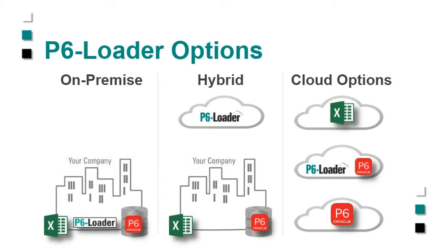So I have one client where they've got P6 running on the Oracle Cloud, the OCI Oracle Cloud Infrastructure. They've got Excel running in the Microsoft Cloud, and they've got P6-Loader as well. And P6-Loader acts as the conduit between those different clouds. So however you're structured, P6-Loader will support it. Now, P6-Loader uses either the Primavera APIs or the Primavera Web Services. So again, depending on how you're structured, we'll work with either one.